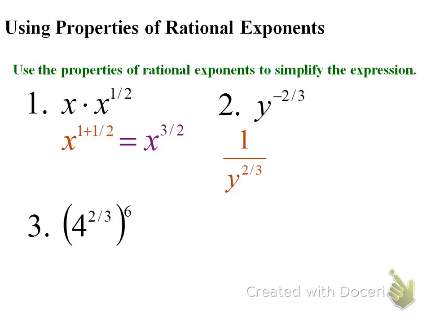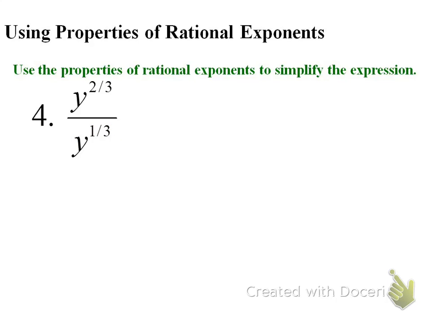This is a power to a power. What do we do? Multiply. Good. So you do 2/3 times 6 in your exponent. 2/3 times 6 gives you 4. 4 to the 4th. Now you all have calculators, so you can type in 4 to the 4th if you'd like, or just look on the board. It's 256. Subtract. Yeah, you just subtract the exponents here. It's y to the 1/3.